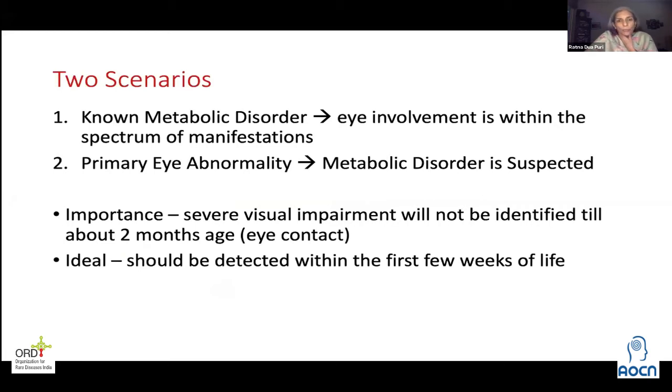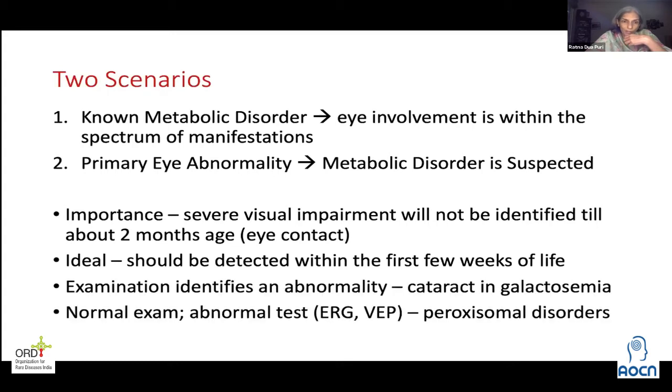And why is it so important to pick up visual impairment early? Ideally, we should detect it within the first few weeks of life, because if it is delayed, it results in a severe visual impairment, and the child would not make contact and would have a long-term impact on the visual acuity of the child.